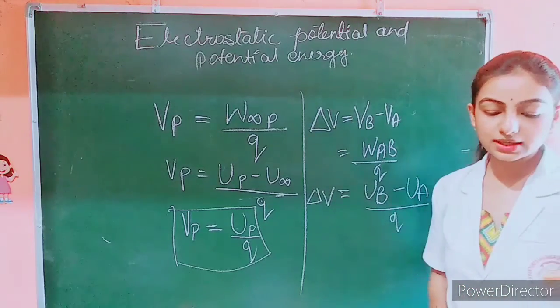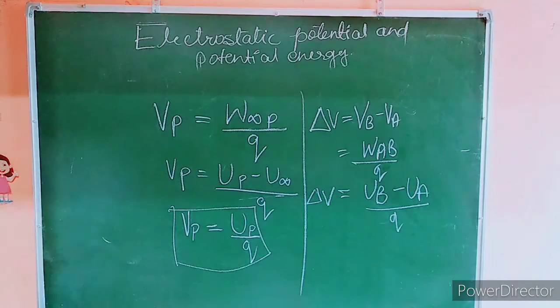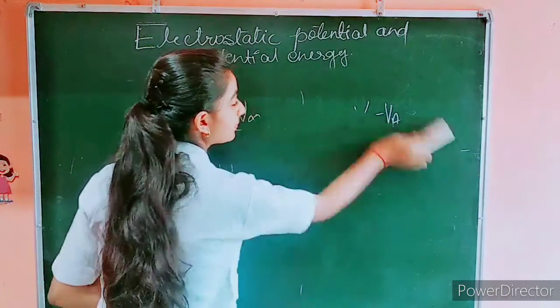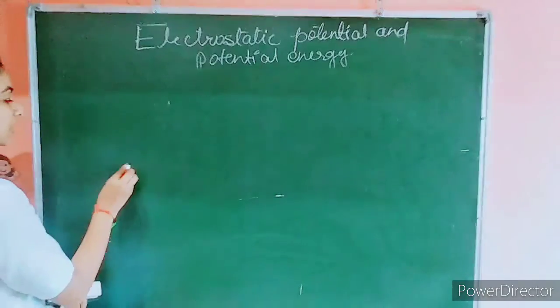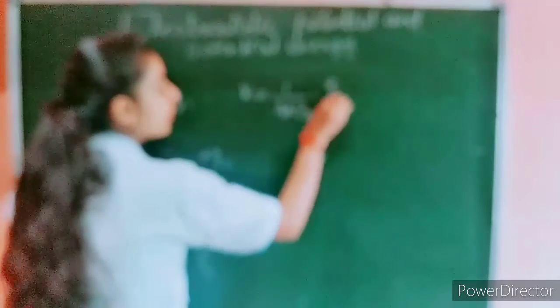Now our next topic is electrostatic potential due to a system of charges. If we consider a system of charges, that is, a point P here, and with this we have a system of many charges: Q1, Q2, Q3, Q4 with distances R1, R2, R3, R4. We know that the electrostatic potential will be equal to 1 upon 4 pi epsilon 0 into Q upon R.